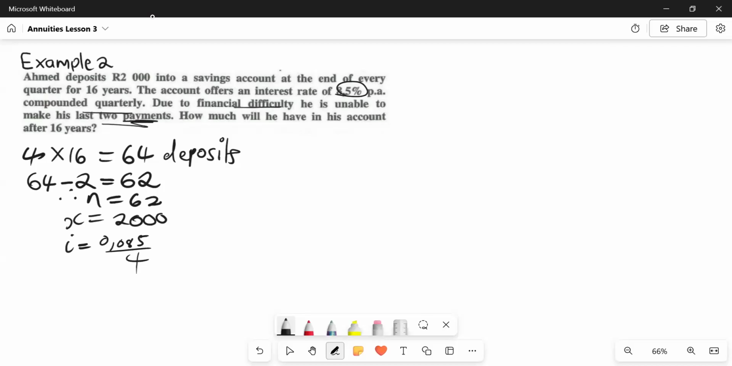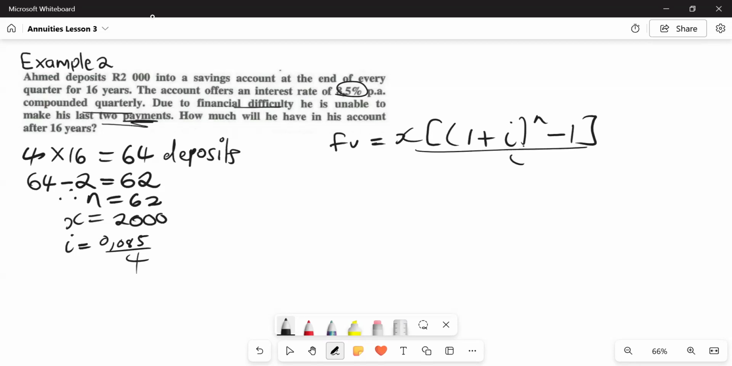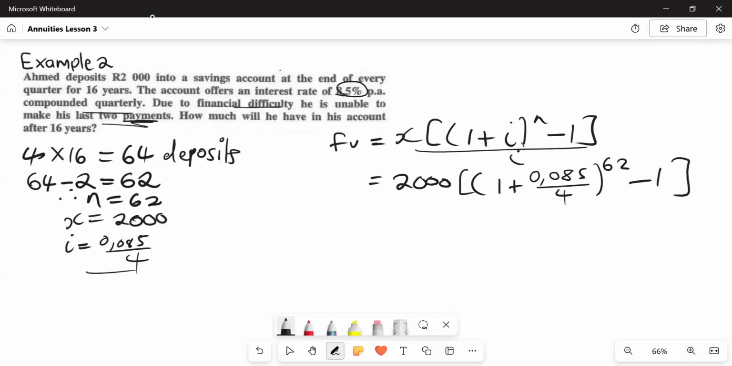Now let's plug in the information. So you have your FV is equal to, let's start with the formula there. So we have x times (1 plus i) to the power n minus 1, all divided by i. Now, in place of x, we substitute 2,000, 1 plus, this is our i, 0.085 divided by 4 because of quarterly. Now the number of payments, you have 62 because the person missed 2 payments, right?